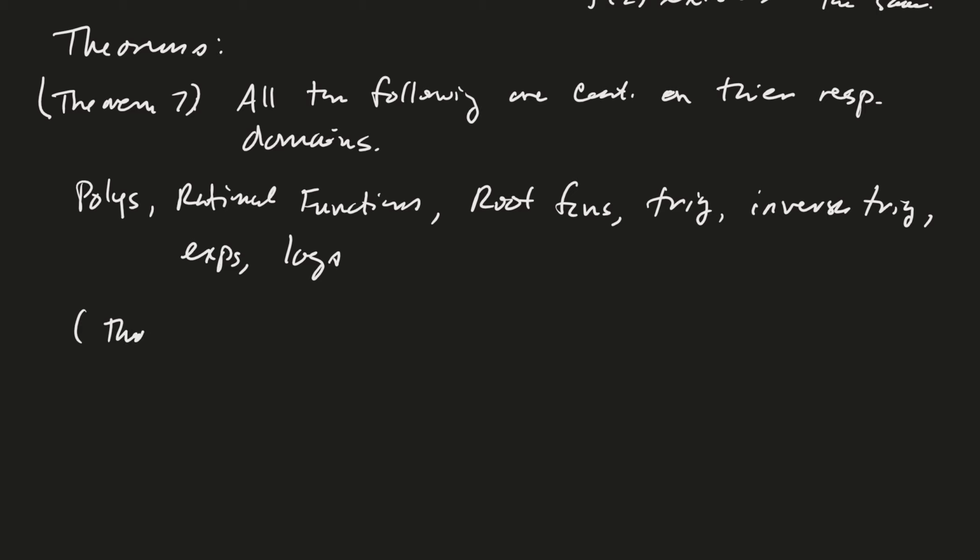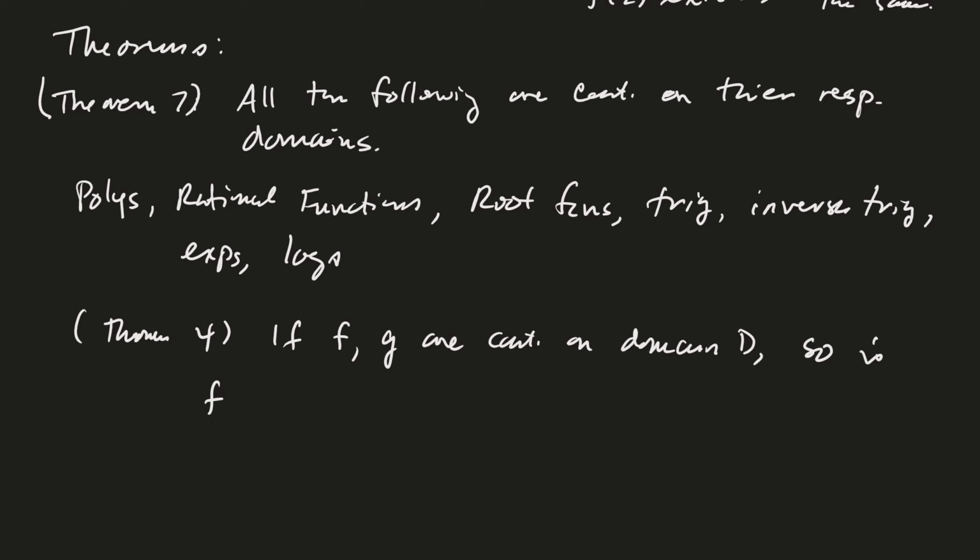Theorem 4 is going to say that if f and g are continuous on domain D, so is, let's just list them all together maybe, f plus or minus g, so that's two of them, f times g, and f divided by g. And this one you have to make sure that g of x is not equal to 0, right?